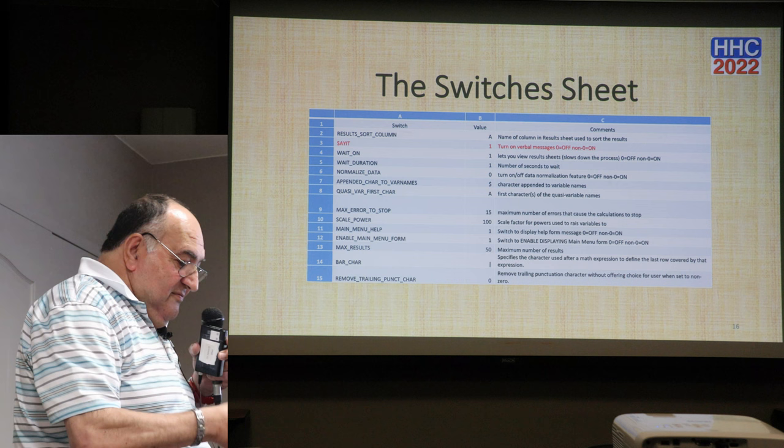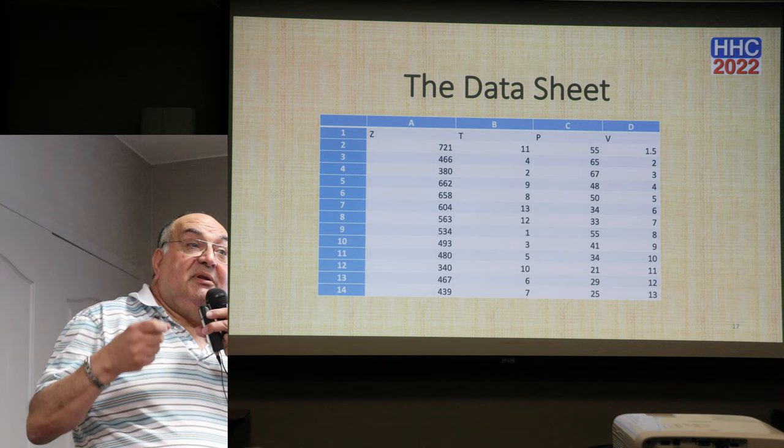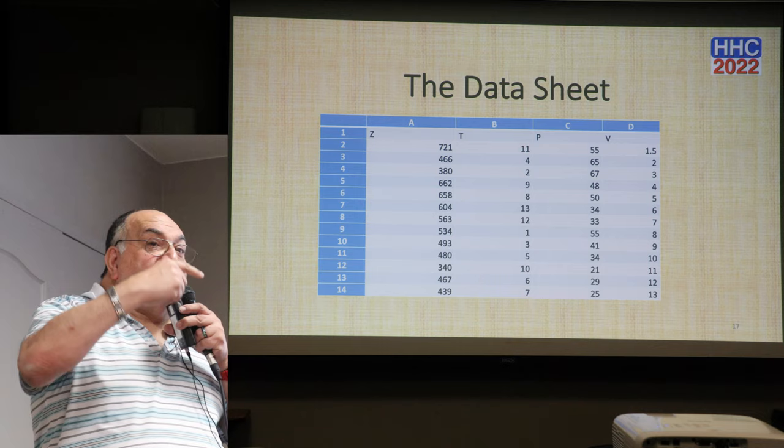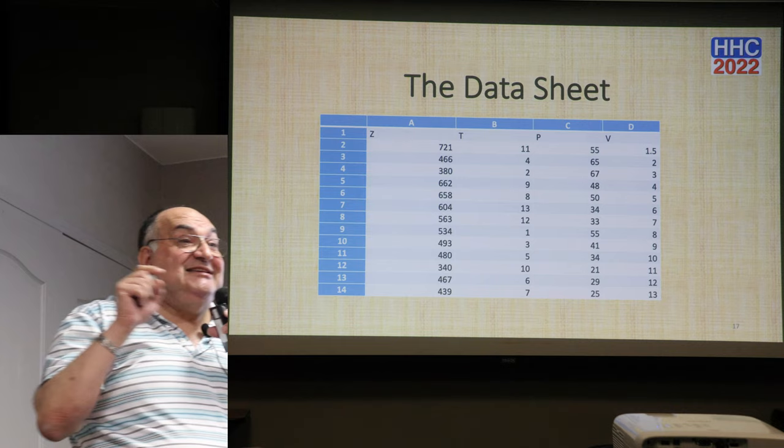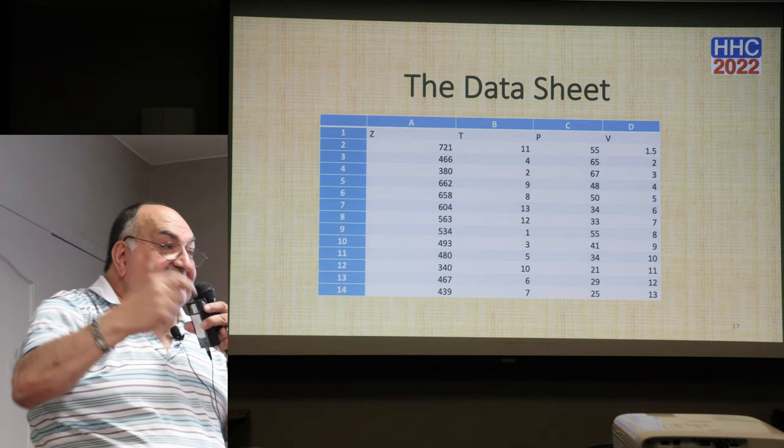The data sheet is very simple. The very first row has the name of the variables. I chose simple variables here, but I can use multiple letters. The way it replaces the variables, it sorts the variable names. For example, if I have another column with a variable called ZZ, it will replace ZZ first, the longer variable names with their values, before going down to the shorter name. So there's no mix-up. And then the other rows are simply the data you put there.